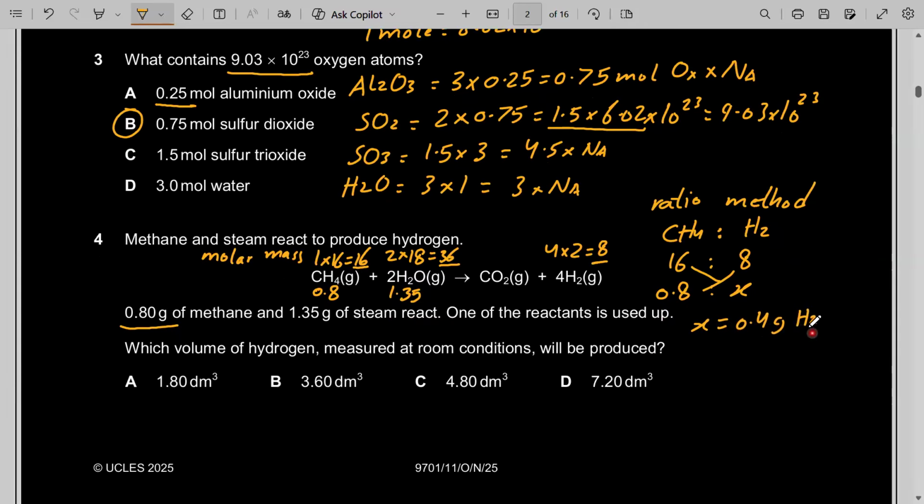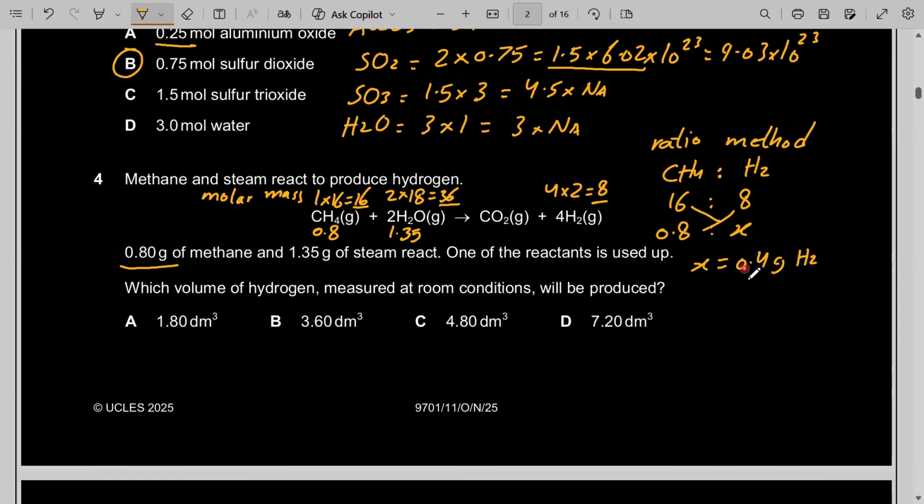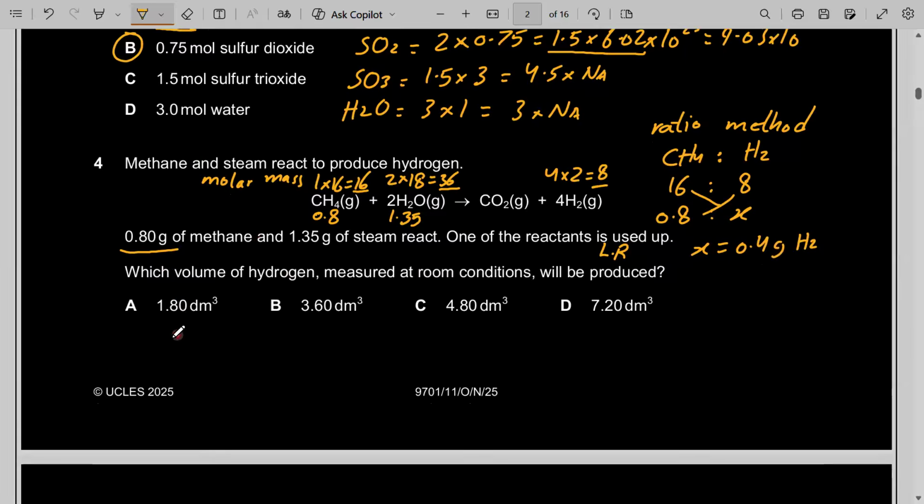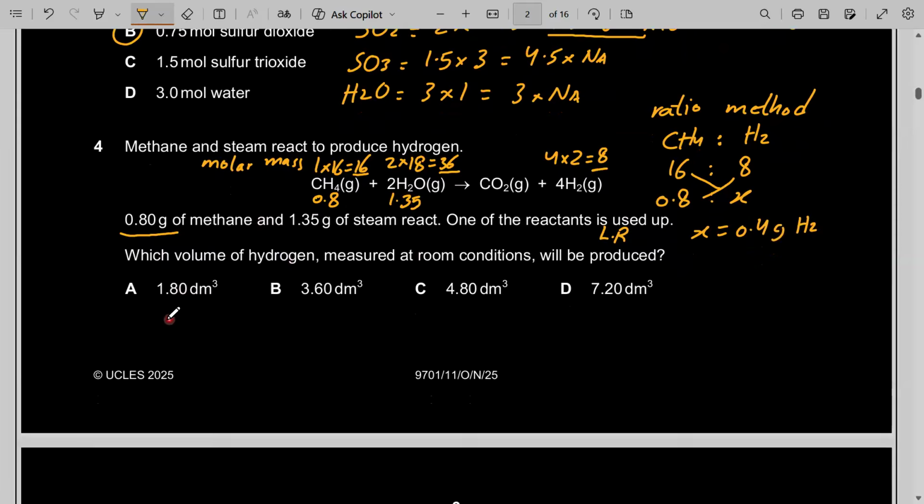I'm not moving forward right now to calculate the mole and then to calculate volume because I still do not know which of these two reactants is a limiting reactant, because it says one of the reactants is used up, which means one of the reactants would be a limiting reactant. And that limiting reactant will produce a lesser amount of the hydrogen gas, and that will also produce less volume. So let's move on to the next part of the same question, that is do the ratio method between the water or steam versus hydrogen gas. So H2O ratio hydrogen gas.